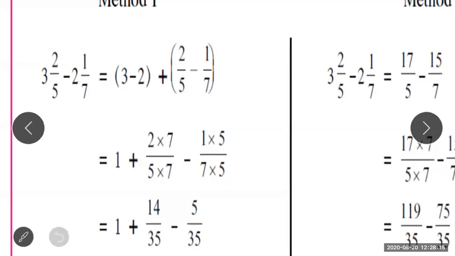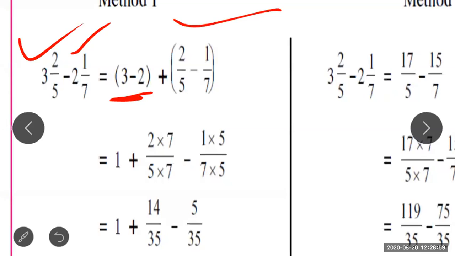The first integral part is what? Here our first integral parts are 3 and 2. So what you have to do? You have to write 3 minus 2. Then the plus sign as it is we are going to write. Then you have to subtract the fractional part. The fractional part is 2 upon 5 minus 1 upon 7. I hope you people have understood. Same step, but instead of plus you are going to write subtract, because that is the subtraction sum. The first step is 3 minus 2, then plus as it is, then 2 upon 5 minus 1 upon 7.